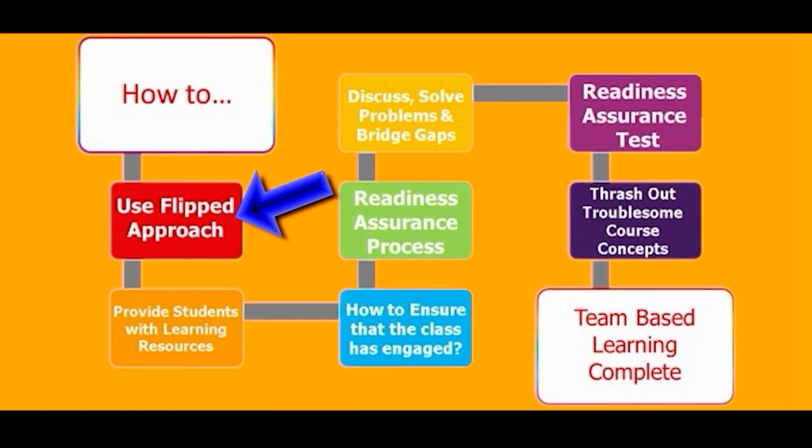Use the flipped approach. Provide the students with learning resources like video links or handout, or tell them to read up a portion of the textbook chapter before coming to class. Now, how to ensure that the class is engaged with the content? There is a readiness assurance process in which there is a short individual readiness assurance test. Then, the team discusses, solves problems, and bridges learning gaps. And then the teacher conducts the team readiness assurance test. The facilitator can then thrash out any troublesome course concept.